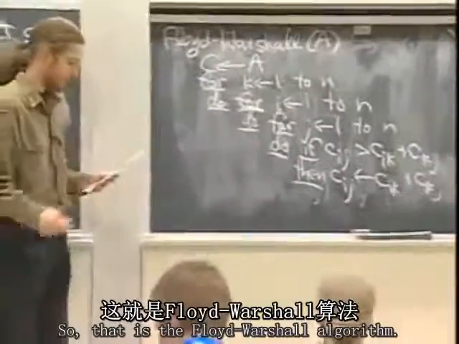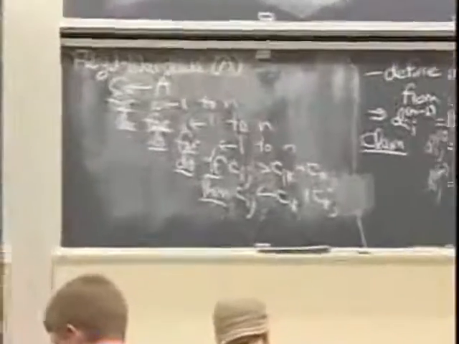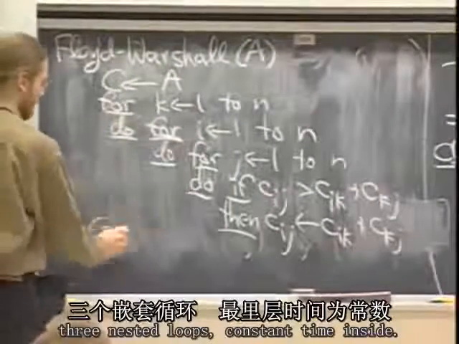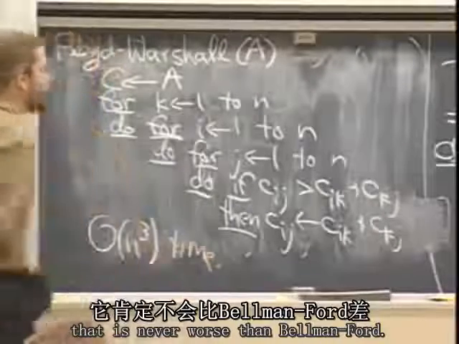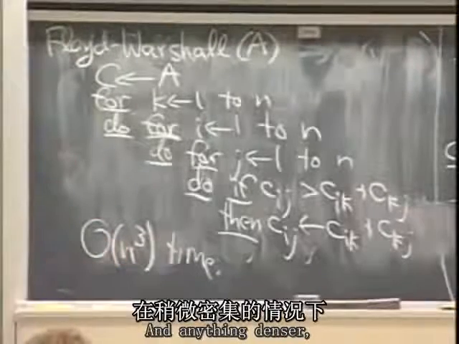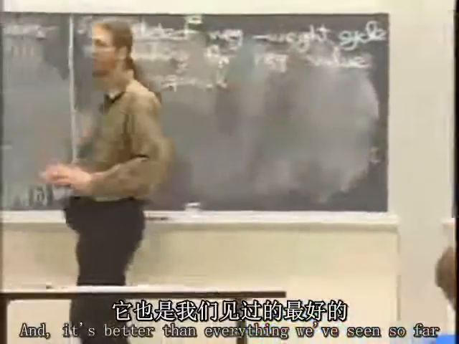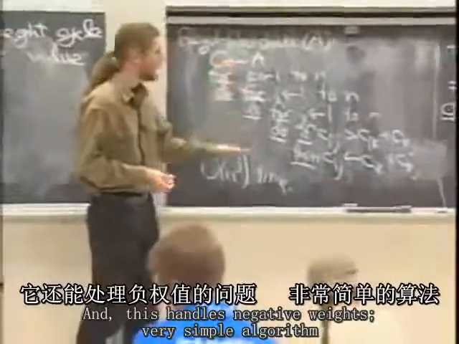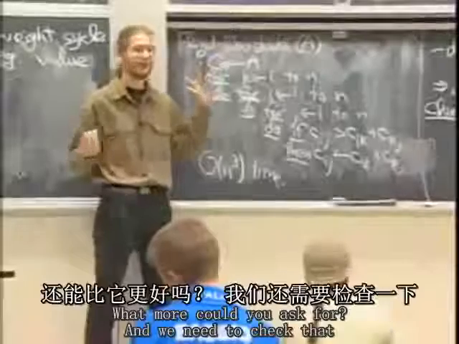So that is the Floyd-Warshall algorithm. And the running time is clearly n cubed. 3 nested loops, constant time inside. So we're finally getting something that is never worse than Bellman-Ford. In the sparse case, it's the same. In anything denser, if the number of edges is superlinear, this is strictly better than Bellman-Ford. And it's better than everything we've seen so far for all pairs shortest paths. And this handles negative weights. Very simple algorithm, even simpler than the one before. It's just relaxation within 3 loops. What more could you ask for?